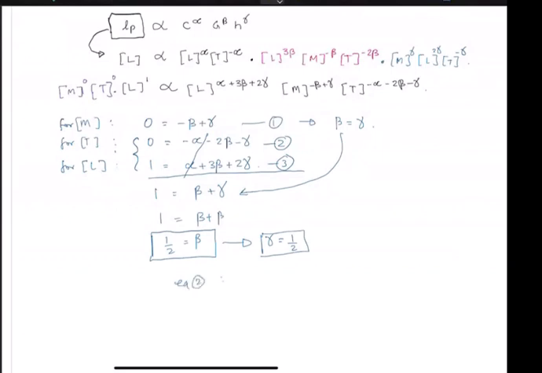Pick an equation to plug it into. 0 equals minus alpha minus 2/2 minus 1/2. So it's a half minus a half, that will give us 3 halves. And so then we will get alpha equals minus 3 halves. Okay, follow along. So in the end, you should get beta equals a half, gamma equals a half, and alpha equals minus 3 halves.